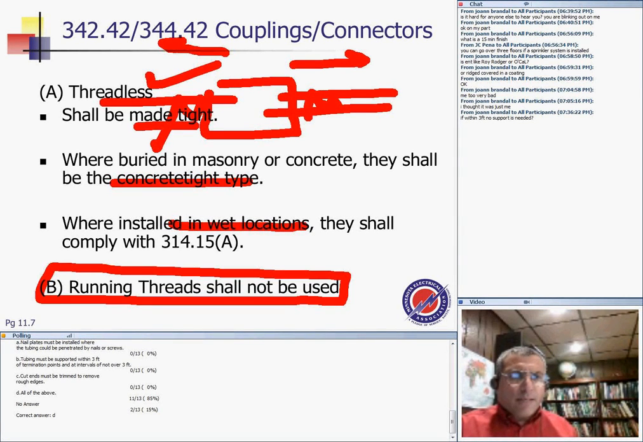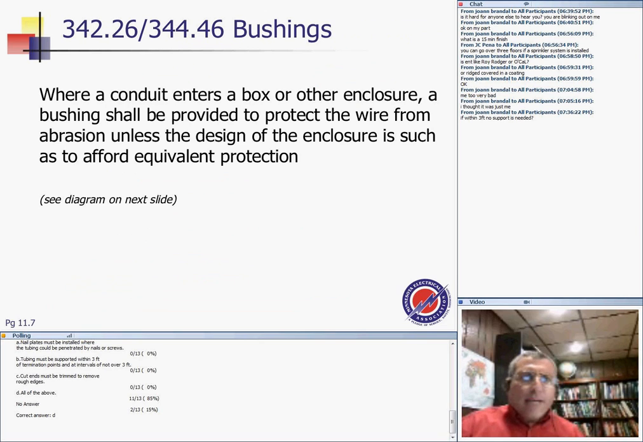With running threads, the couplings can move in either direction. You can't get a grab. You can't get it tight in one direction. I have that picture here in front of me. You have to use it. Any questions, my friends?